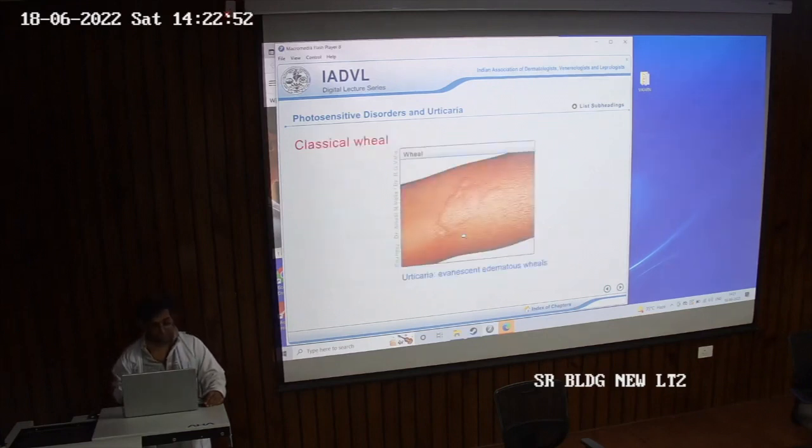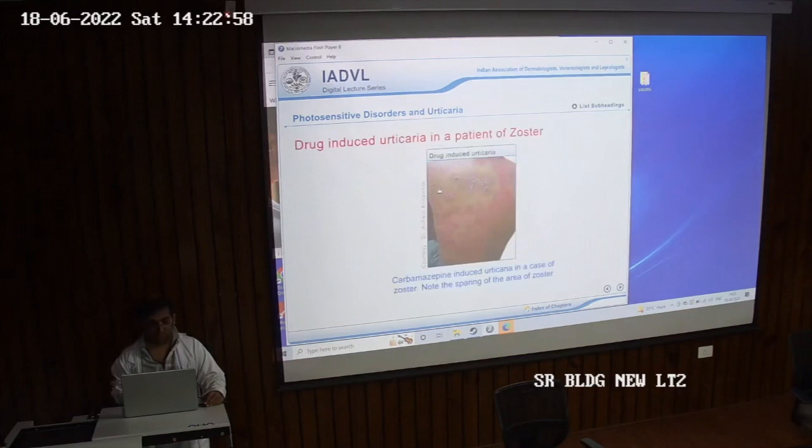Classical wheals are seen here. Evanescent edematous wheals. Drug-induced urticaria in a patient with zoster. This is carbamazepine-induced urticaria in a case of zoster. Notice sparing of the area of zoster. Herpes is here, there is sparing here, and urticaria has occurred here.